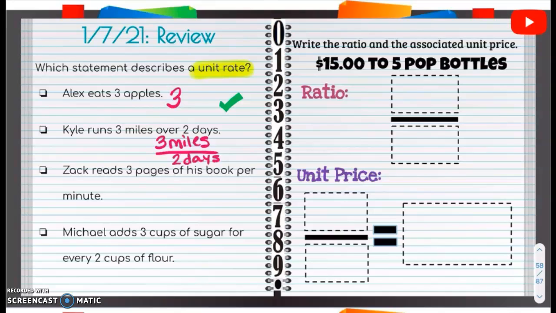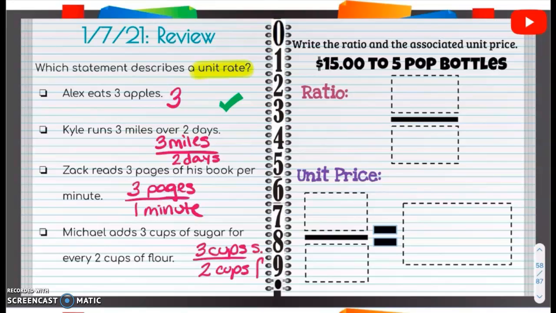Zach reads 3 pages of his book per minute. 3 pages per minute. And Michael adds 3 cups of sugar for every 2 cups of flour. All right, so which of these has a 1 in our denominator?